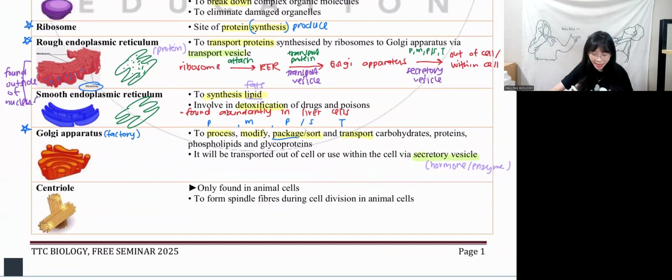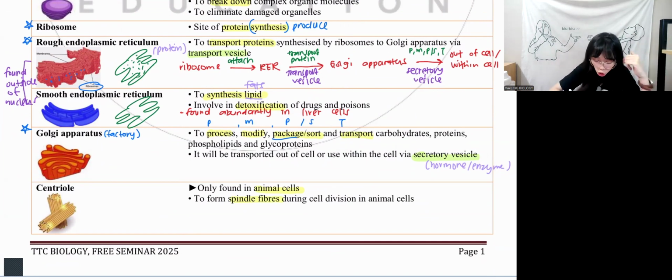Okay. Last, we have centrioles. Centrioles can be found only in animal cells. The function is to form spindle fibers, which pull chromosomes apart. When they cannot pull chromosomes apart, your number of chromosomes is abnormal. So that's why there are people who have Down syndrome. Down syndrome may be because the centriole cannot form spindle fiber, then they have an abnormal number of chromosomes.